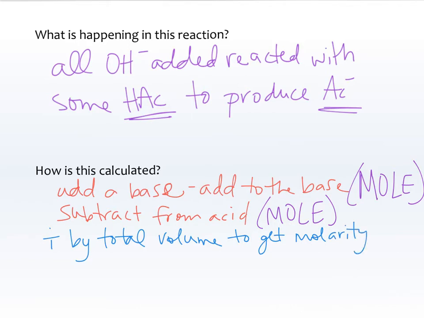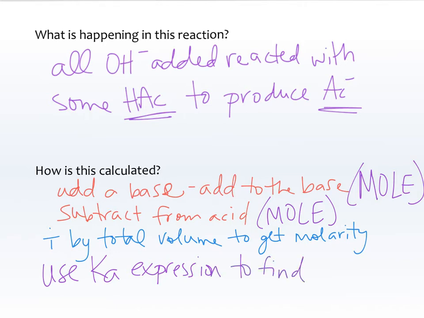Once you've added the moles to the moles and subtracted the moles from the moles, then you're going to divide by total volume to get your molarity, and then at that point, use the Ka expression to find x. So at that point you can minus x plus x and get x is equal to H3O plus and then move along as if it's a regular problem.